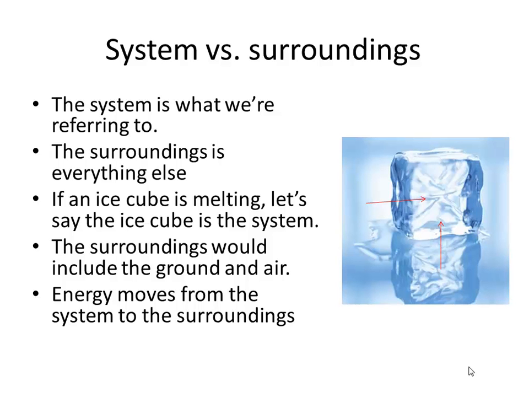The system versus the surroundings. The system is what we're talking about. The surroundings is everything else around it. So, in this case, let's say the ice cube is melting. The ice cube is our system. That's what we're talking about. The energy is coming from the air all around it, and the ground below it. So that's the surroundings. So it's all about definition. We're defining the system as the water, and the surroundings is everything outside of the water.